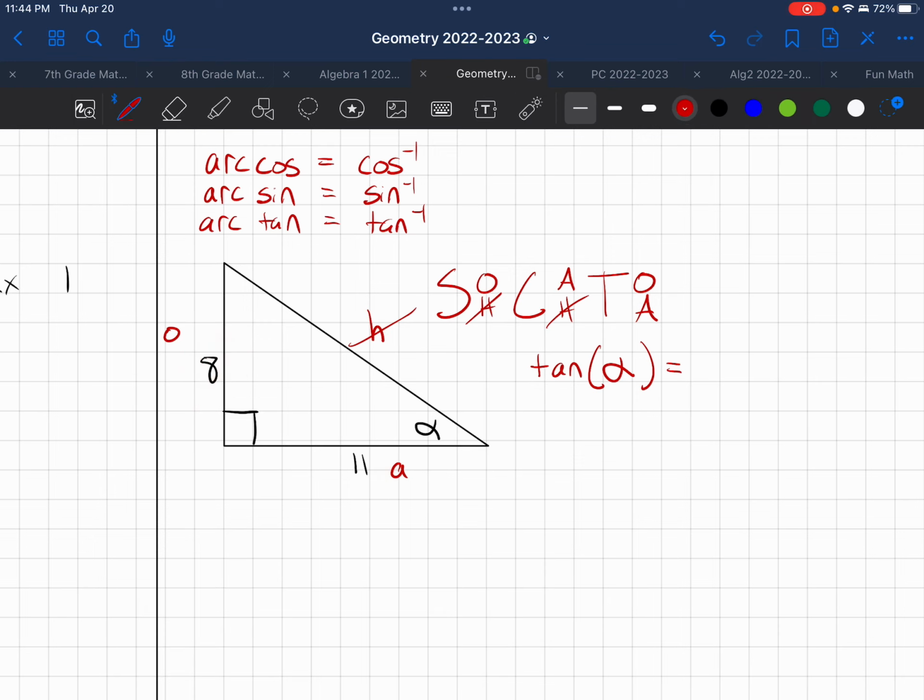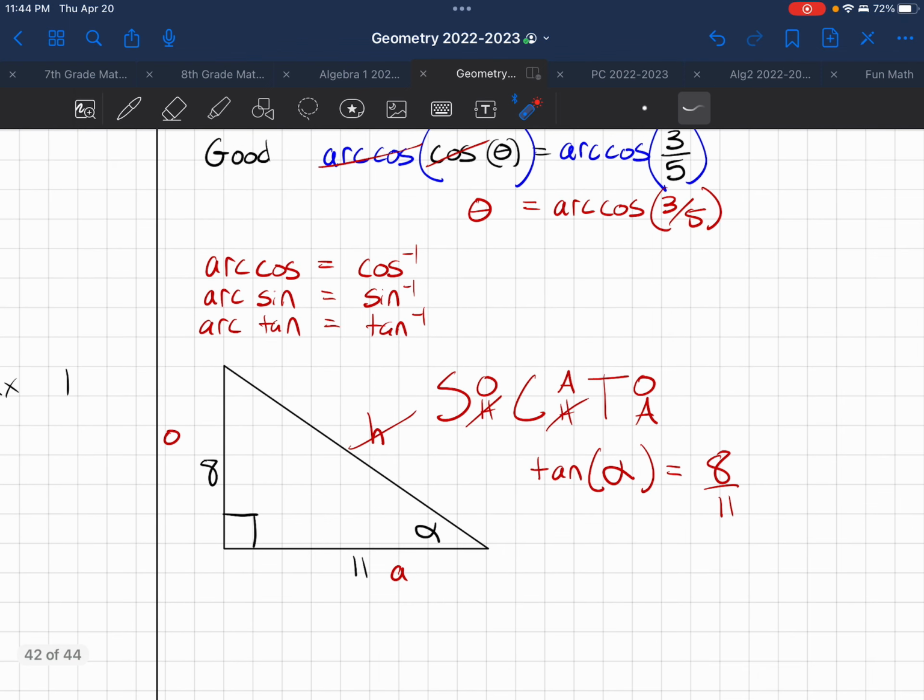8 over 11 is this fraction. 8 over 11. And then I need to untrap this alpha. I need to undo tangent. The only thing that undoes tangent, as I've said before, is taking the arc tangent. You can't divide by tangent. That doesn't get rid of it. There's no such thing as divided by tangent of nothing. It's always tangent of something.